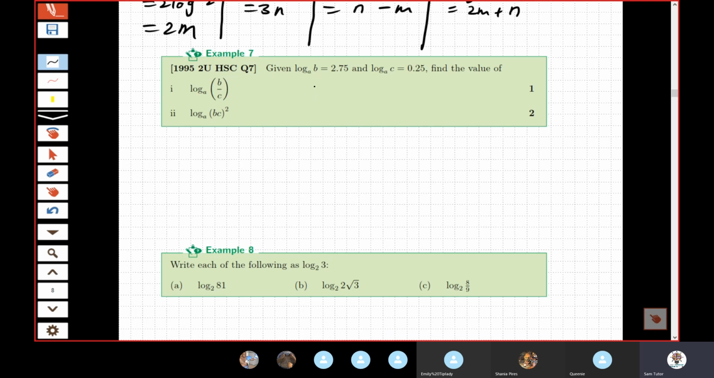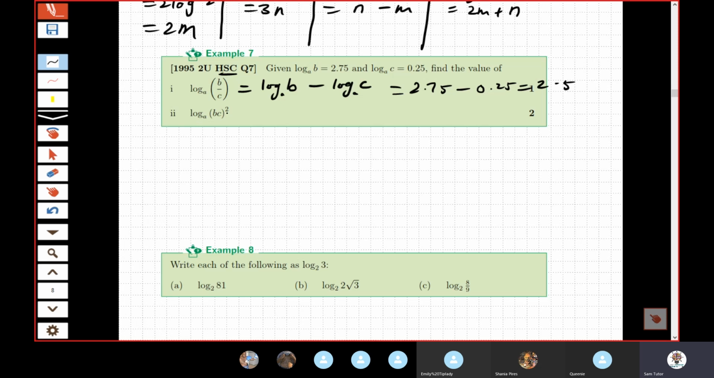2-unit HSC question 7. Log_a B is 2.75, log_a C is 0.25. Find the value of log_a (B/C). What do we do? Log B minus log C. I might write the little a's now so you guys can see how they work. Log B is just 2.75, log C is 0.25. How easy was that for an HSC question?